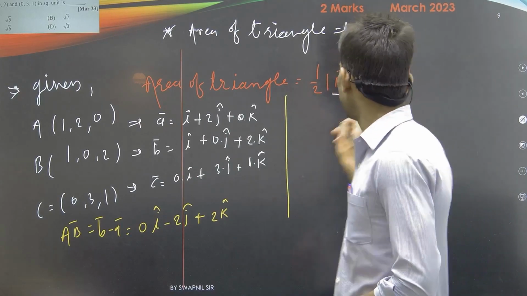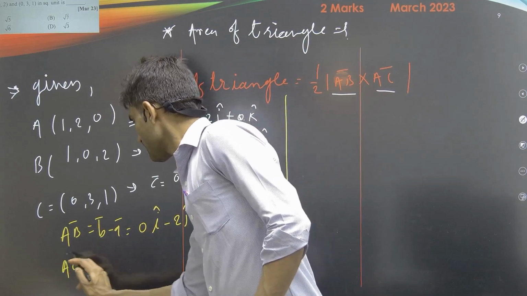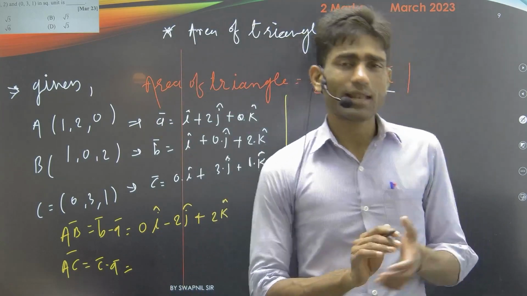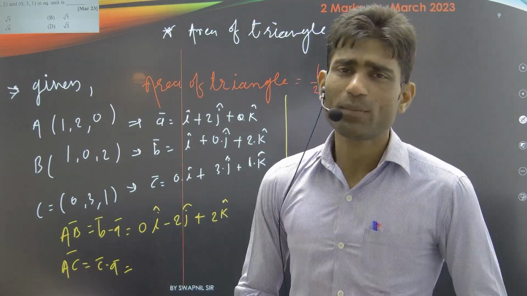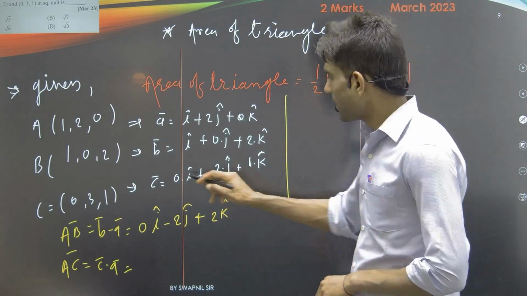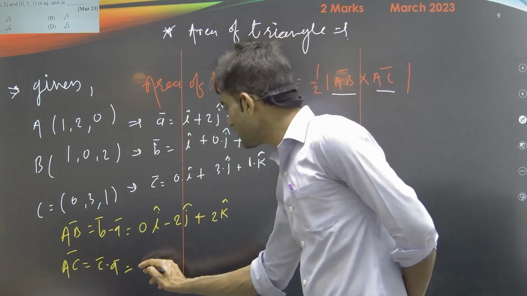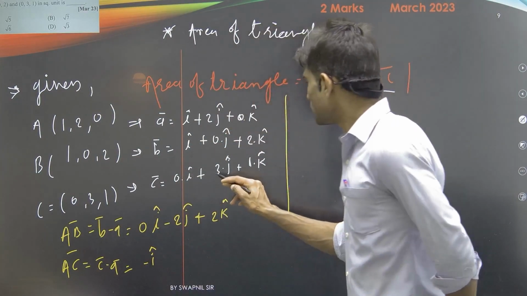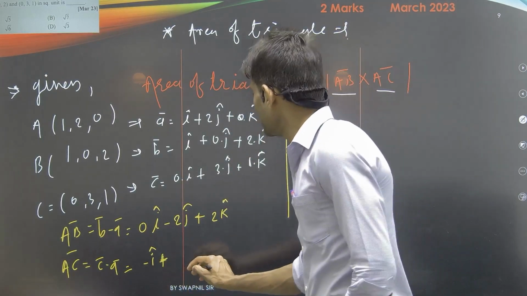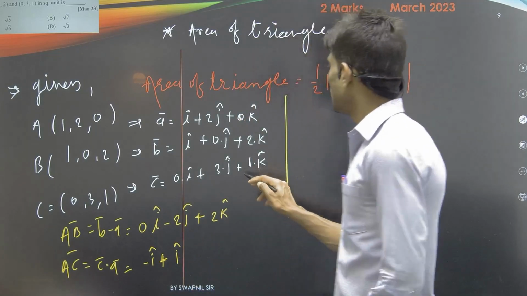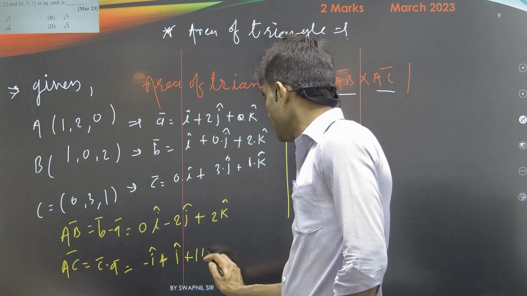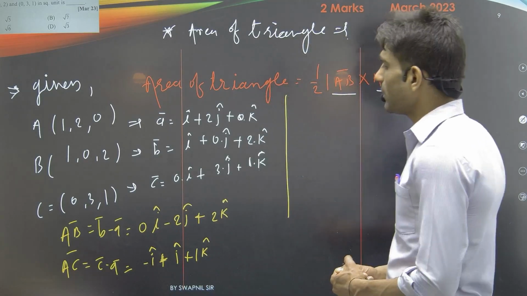Similarly, do it for AC bar. AC bar can be written as the position vector of C bar minus the position vector of A bar. So 0 times i cap minus i cap gives us negative i cap. 3 j cap minus 2 j cap gives us only j cap. Plus 1 k cap minus 0 k cap gives us plus 1 times k cap. So I have the values of AB bar and AC bar.